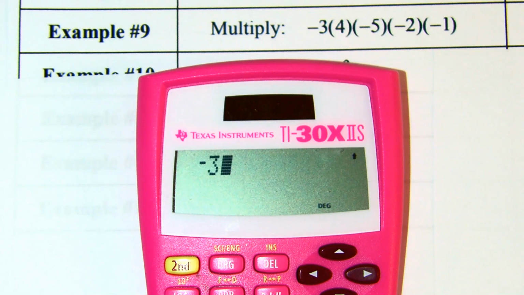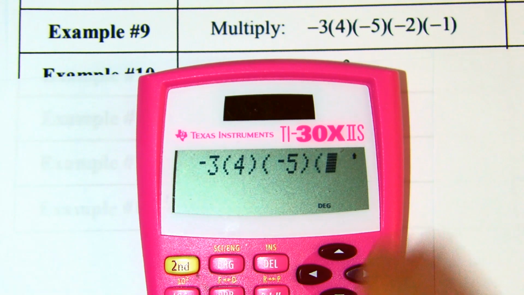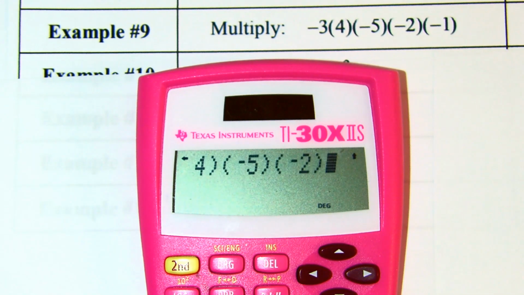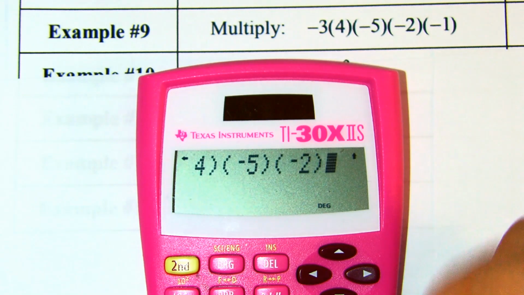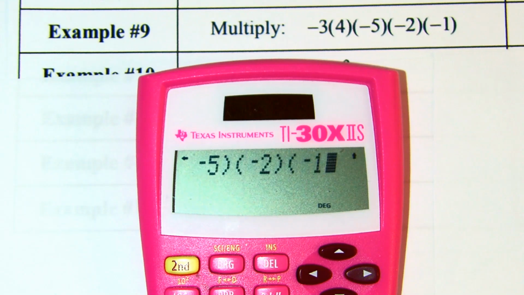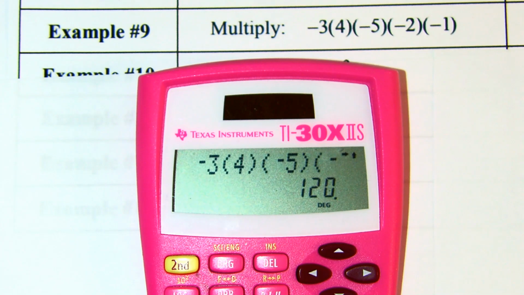Negative 3, I'm going to open parentheses, type a 4 and close it. I'm going to open a parentheses, type negative 5, and close it. I'm going to open a parentheses, type that negative 2, and close it. Notice each time I'm hitting the negative, not the subtraction key that's near the plus and minus and divide buttons. I'm hitting the negative key that's the white button near the bottom of my calculator. And I almost forgot to get this negative 1 still. And I close it. And when I hit equals, it gives me a 120.